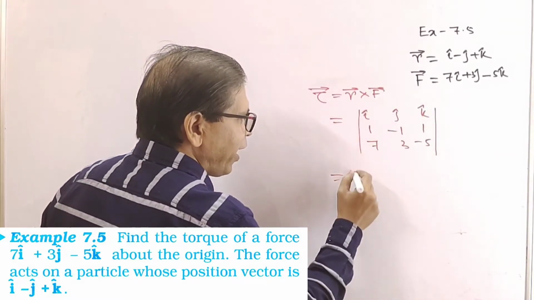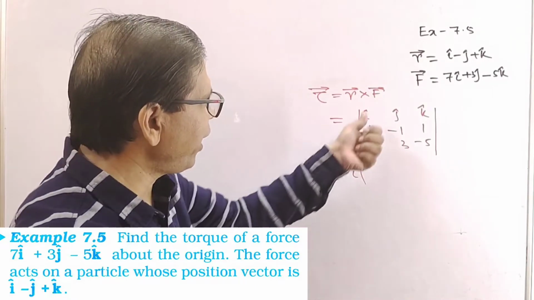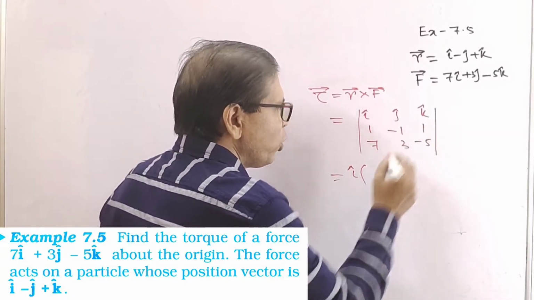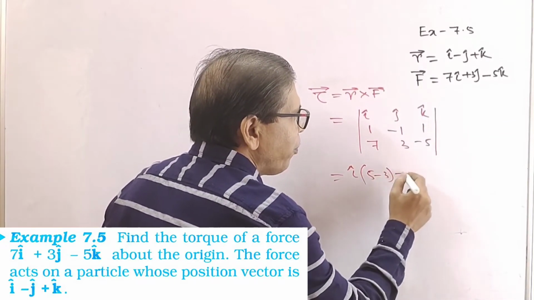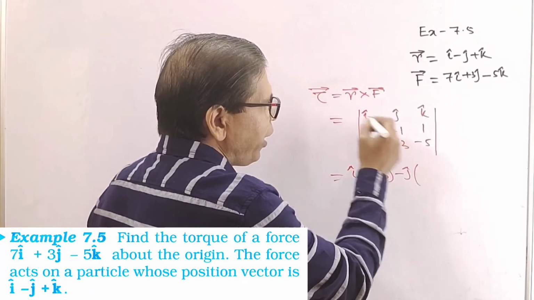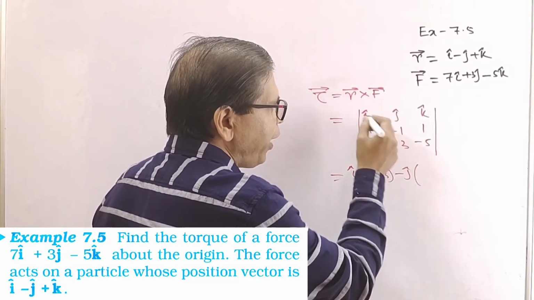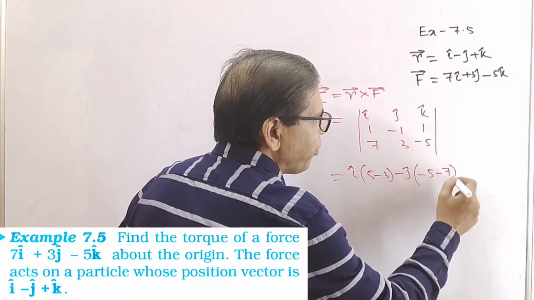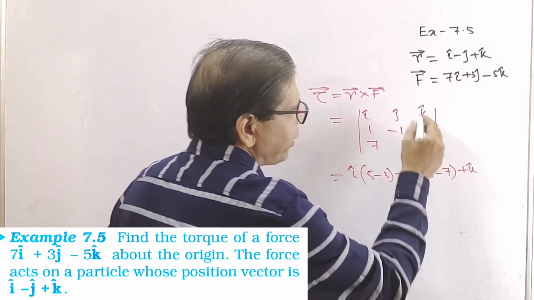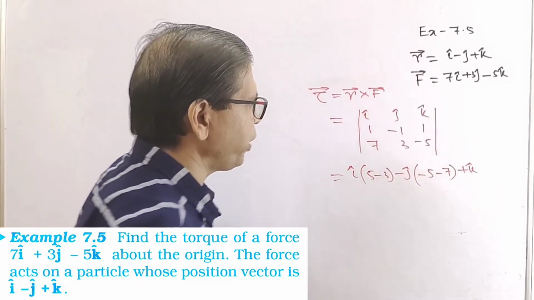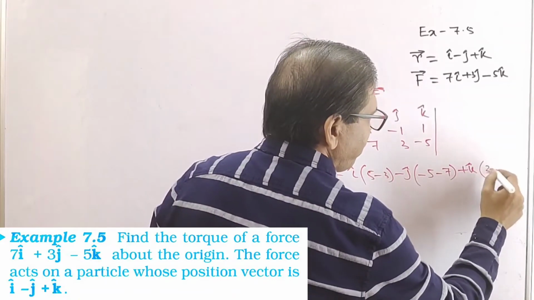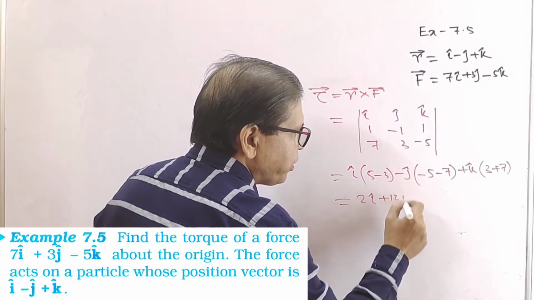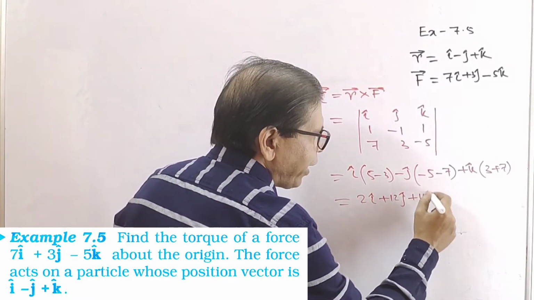Now look at this, here for î, the row of î and column of î are omitted, so we get 5 minus 3. Minus ĵ: the column of ĵ and row of ĵ are omitted, so this is minus 5 minus 7. Plus k̂: the column of k̂ and row of k̂ are omitted, so this is 3 plus 7. So here tau equals 2 î plus 12 ĵ plus 10 k̂.